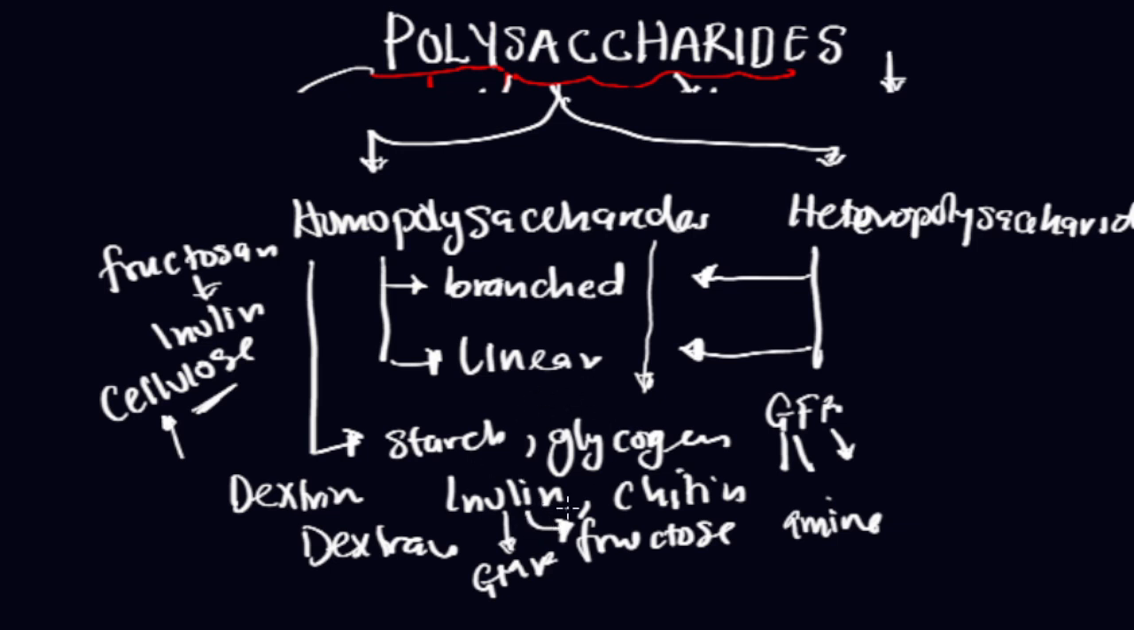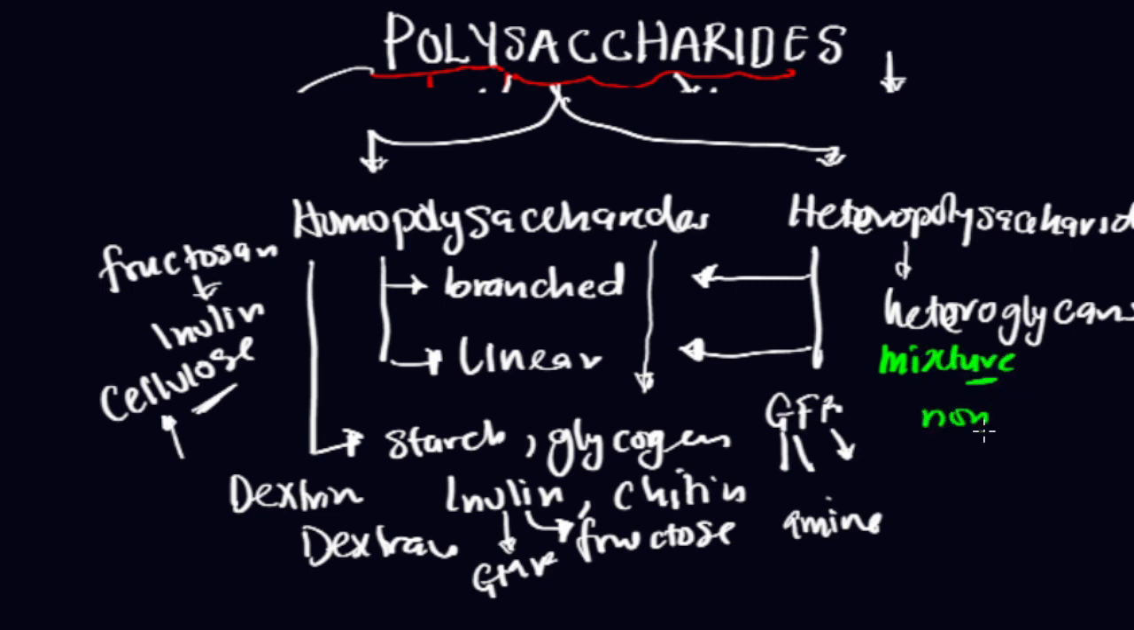Now the second case is the case of heteropolysaccharide. Heteropolysaccharides are mostly referred to as heteroglycans, and I'm going to explain the reason why. The reason is that they contain a mixture of monosaccharides and their derivatives, or monosaccharides or non-carbohydrates. They contain non-carbohydrates as well, right? So that's one thing about heteropolysaccharide.